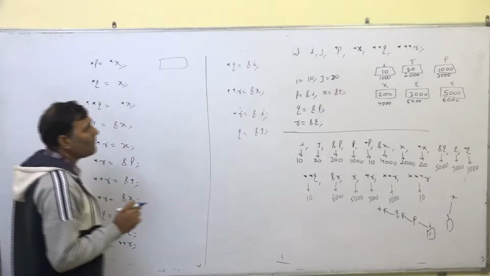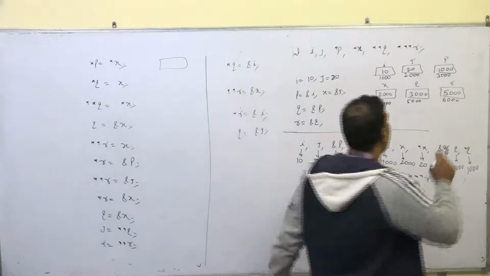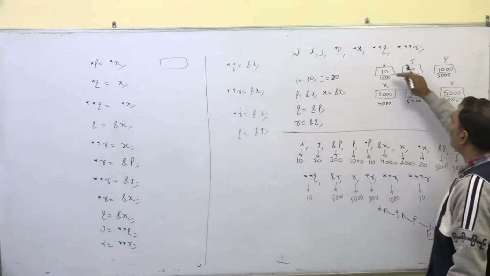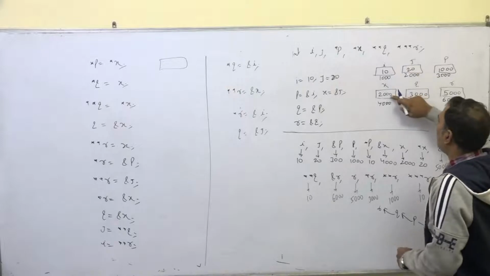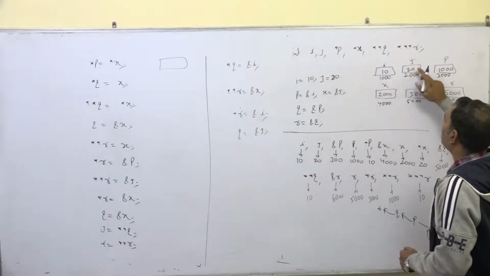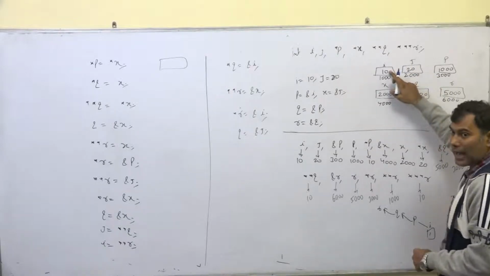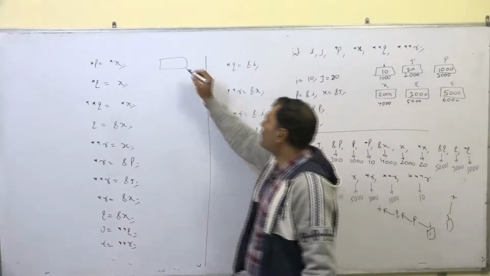So p means 1000. Pointer means what? You are going to store value in 1000, that is in I. Pointer x means 2000. Pointer means value at 2000, that is 20. So 20 is going to store in I. So it is I equal to 20.